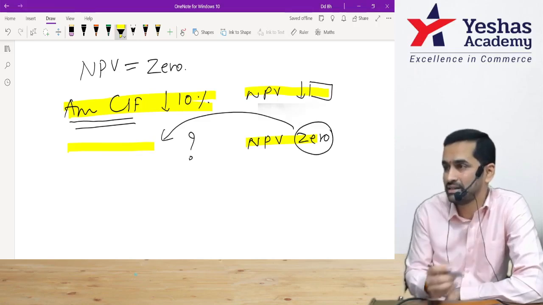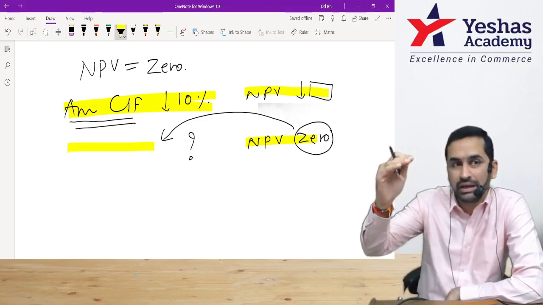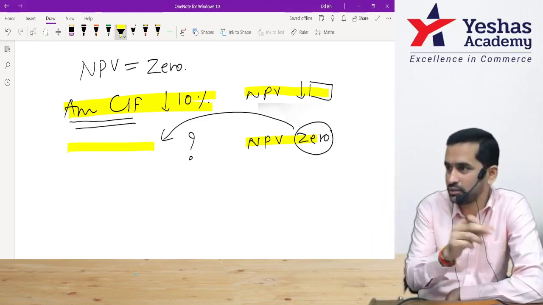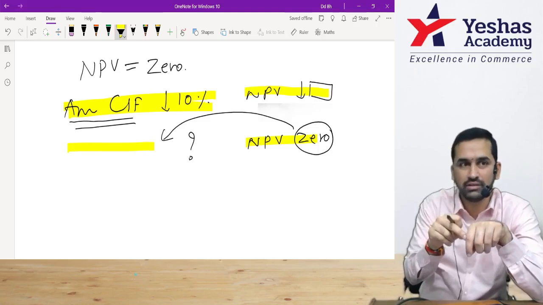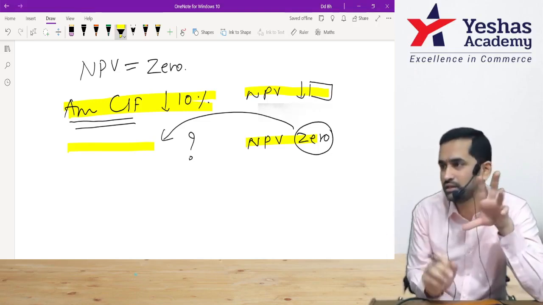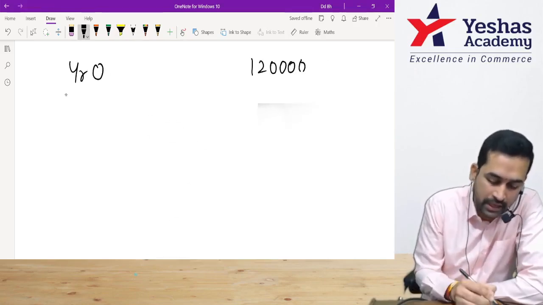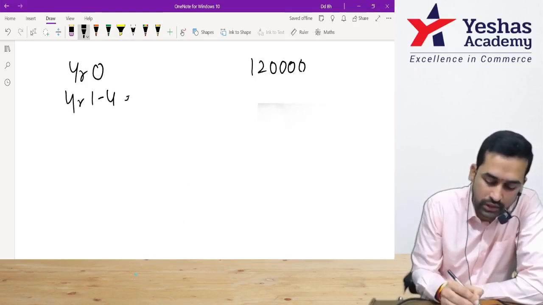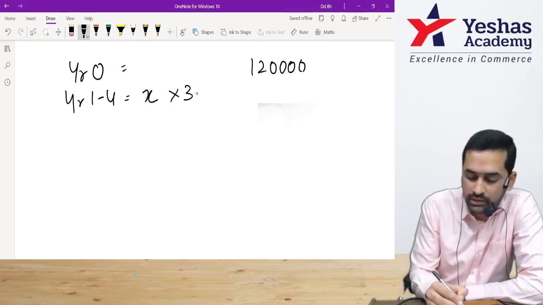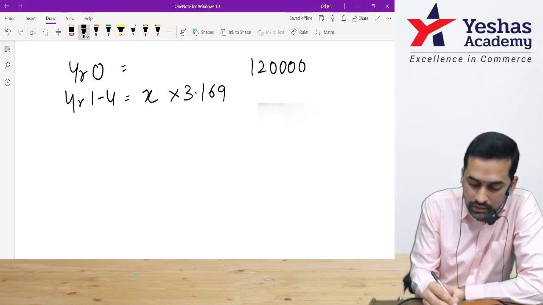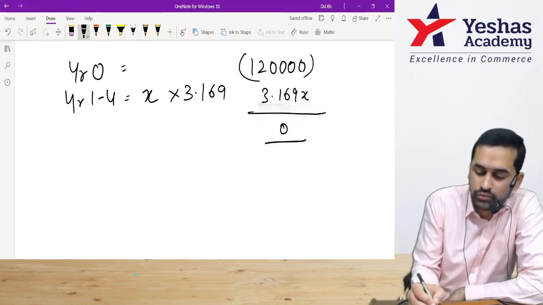We'll have to keep that as X. Now in this case, how much was annual cash inflow? 45,000. Now if that 45,000 becomes 37,000, 36,000 or 41,000, if my NPV is going to become zero, then from 45,000 minus 37,000, then I calculate the percentage. I'll just take an example. As of now, year 0, 1,20,000. Year 1 to 4, it is 45,000. Let us keep that as X into, how much is the discounting factor summation? 3.169. So this will now become 3.169x, and you want this to be 0, correct?